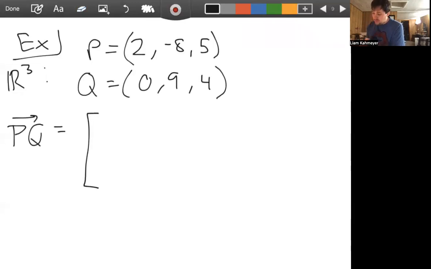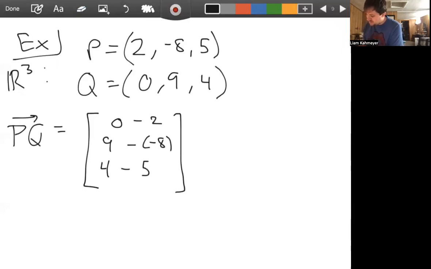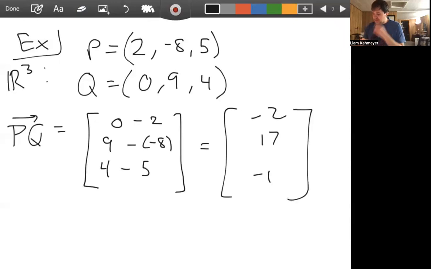well, we take the Q components minus the P components. So we're going to have 0 minus 2 for the first one, and we'll have 9 minus -8, and then we'll have 4 minus 5. And here we're going to get -2, 17, -1. This would be the vector between these 2 points, right?